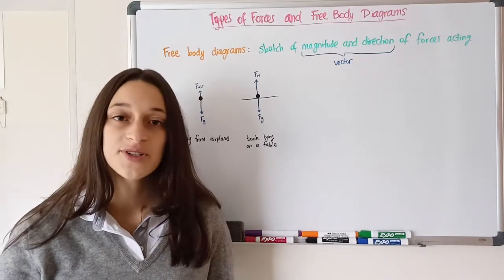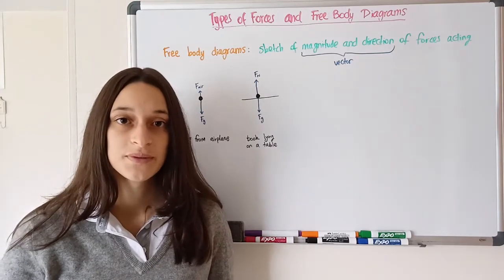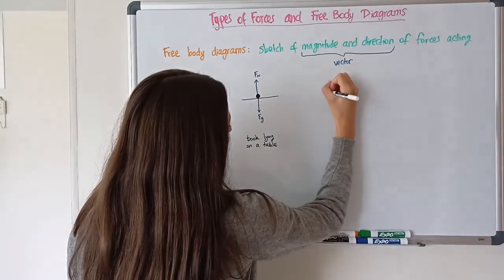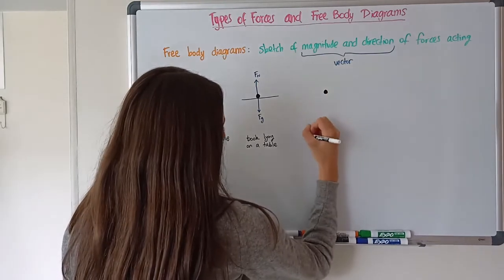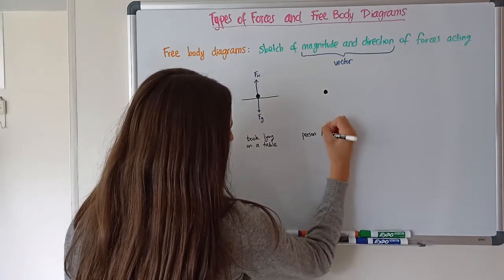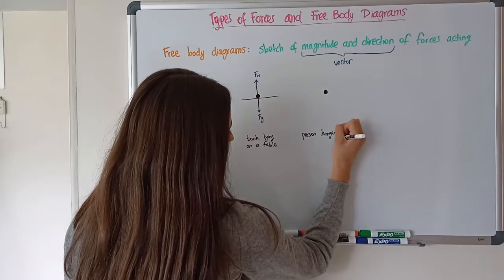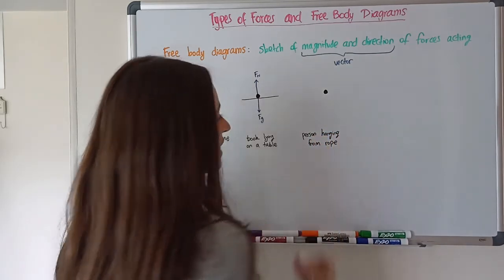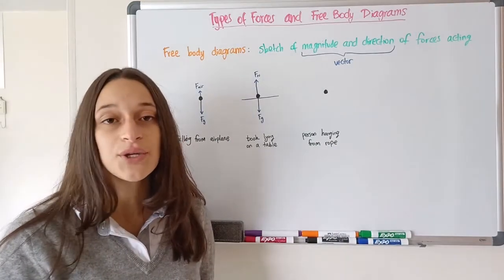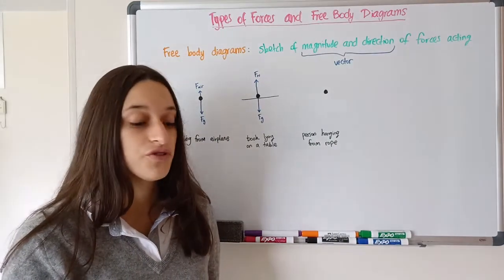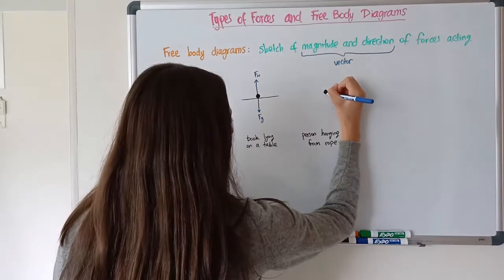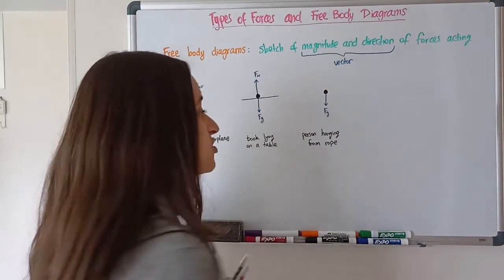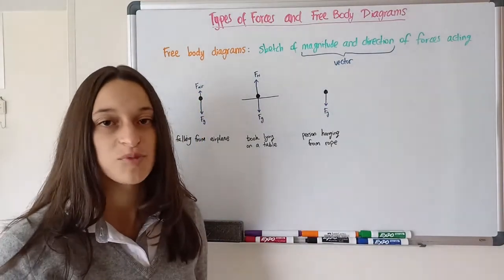Let's do a person holding on to a rope. So we have a person. We can also draw him as just a dot. And let's say the person is hanging from a rope. So again, as an instinct, the first thing you have to do is draw the force of gravity downwards. Always, always, always. There's no case in which there's no force of gravity unless we're in space, and we're not going to be talking about space.